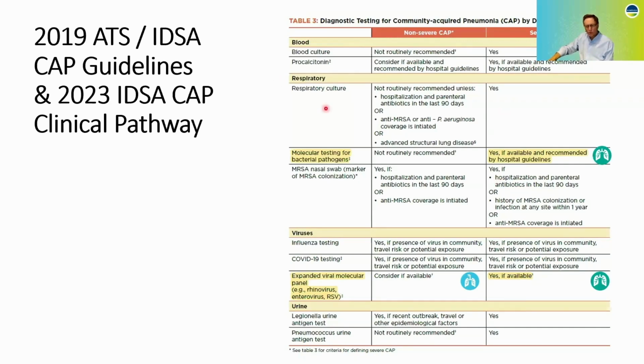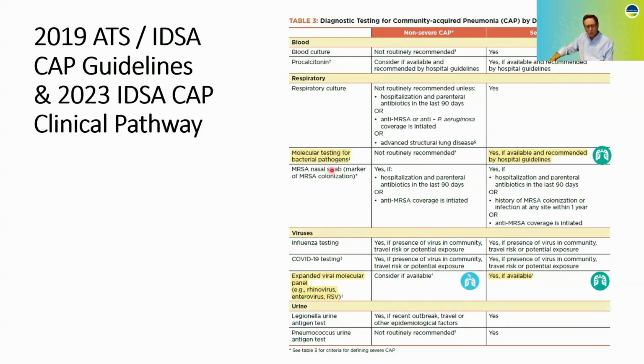In terms of respiratory culture, I can tell you that the non-severe people, most of them do not get respiratory cultures. However, if you're considering MRSA, they have MRSA risk factors, or you're thinking about Pseudomonas, it's really helpful to try to get a sputum culture to see whether or not you need anti-MRSA or Pseudomonas coverage, and especially if they have structural lung problems. For all severe, you should do your best to obtain a respiratory culture. We generally don't recommend molecular testing for bacterial pathogens for non-severe, but it's very, very helpful for severe. And we'll come back and talk about that in just a moment.